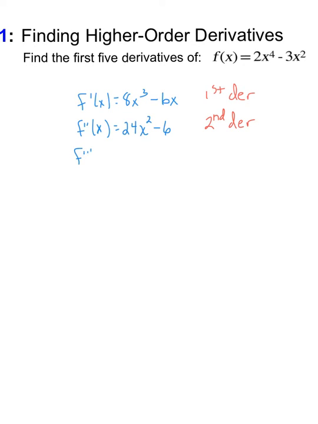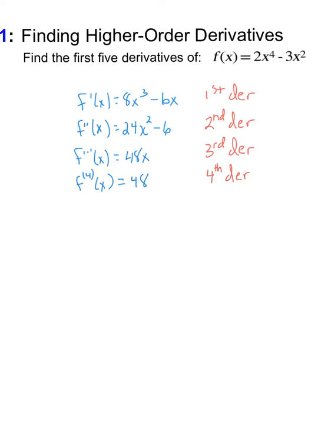F triple prime of x is equal to, so we're just going to find the derivative of this now. So 2 times 24 is 48x, and then the derivative of a constant is 0. And so this gives us our third derivative. And then now we're going to find the fourth derivative, so f fourth derivative of x. And then 1 times 48 is just going to be 48, and of course the variable drops off. So this is the fourth derivative.